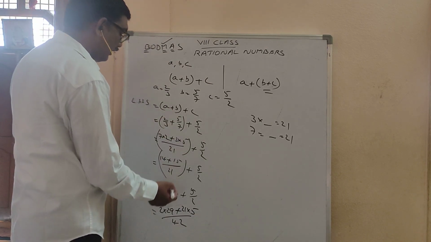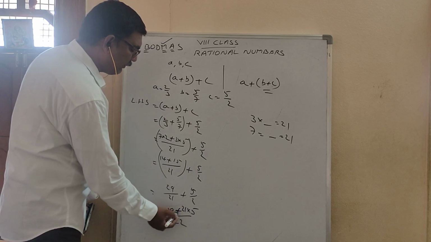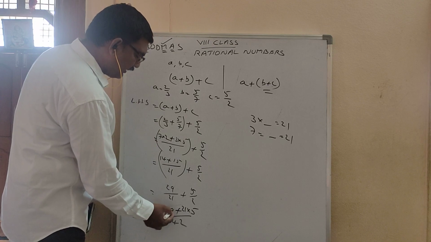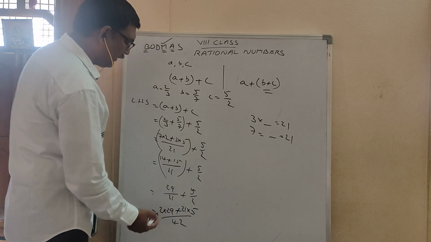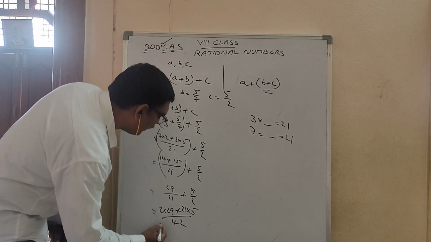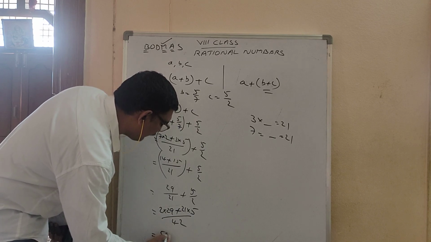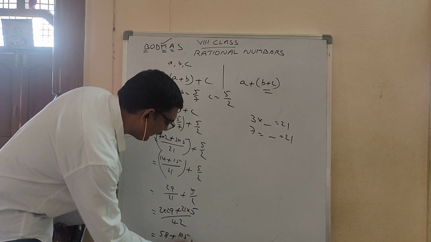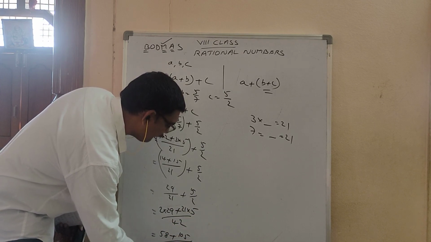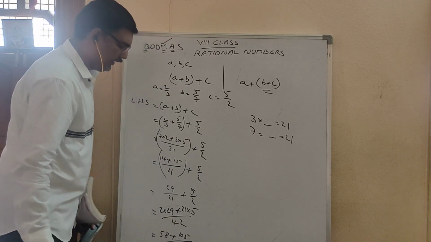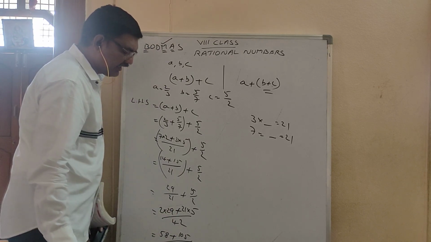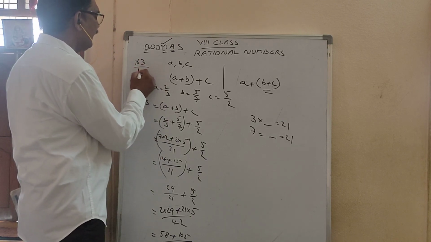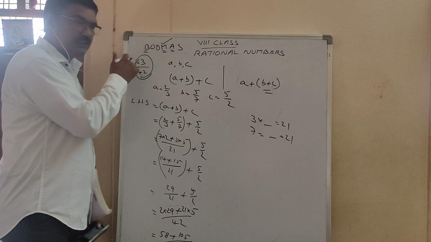Now again the BODMAS rule. We should not add 29 to 21 because plus is there. But first what do you have to do? Multiplication. First these two you have to multiply, these two you have to multiply. 29 2s are how much? 58 plus 5 21s are 105, by 42. 58 and 105, if you are adding, 163 by 42. You got 163 by 42 in the LHS.